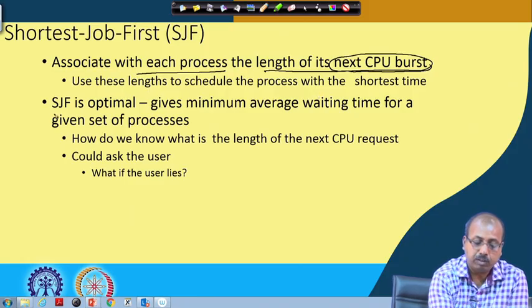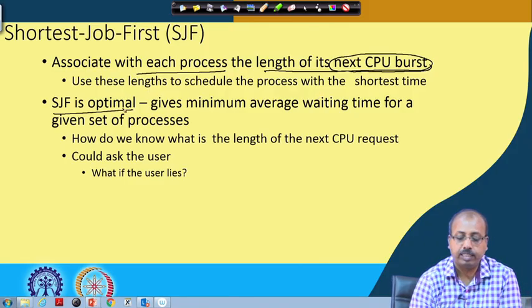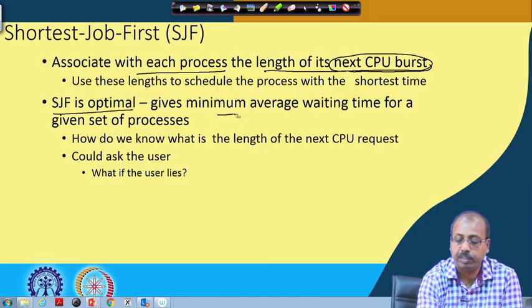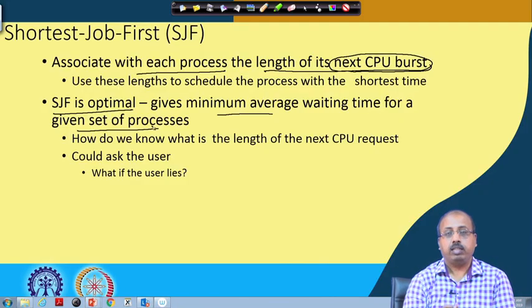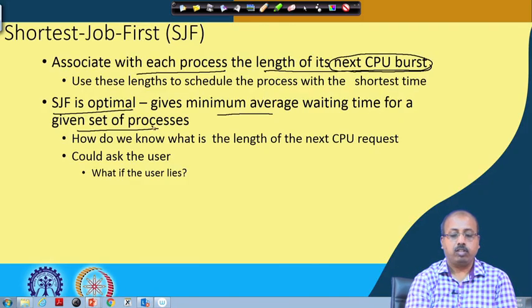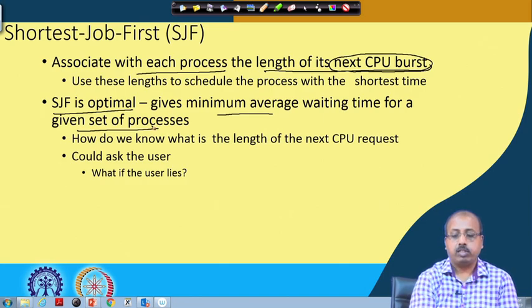Now, SJF is optimal. It can be shown that this SJF policy is optimal in the sense that it gives minimum average waiting time for a given set of processes. Given a set of processes, if you know the next CPU burst sizes and schedule based on this policy, that is, the process with the smallest next CPU burst is scheduled next, that is an optimal policy. You cannot design any other scheduling policy which can do better than that.